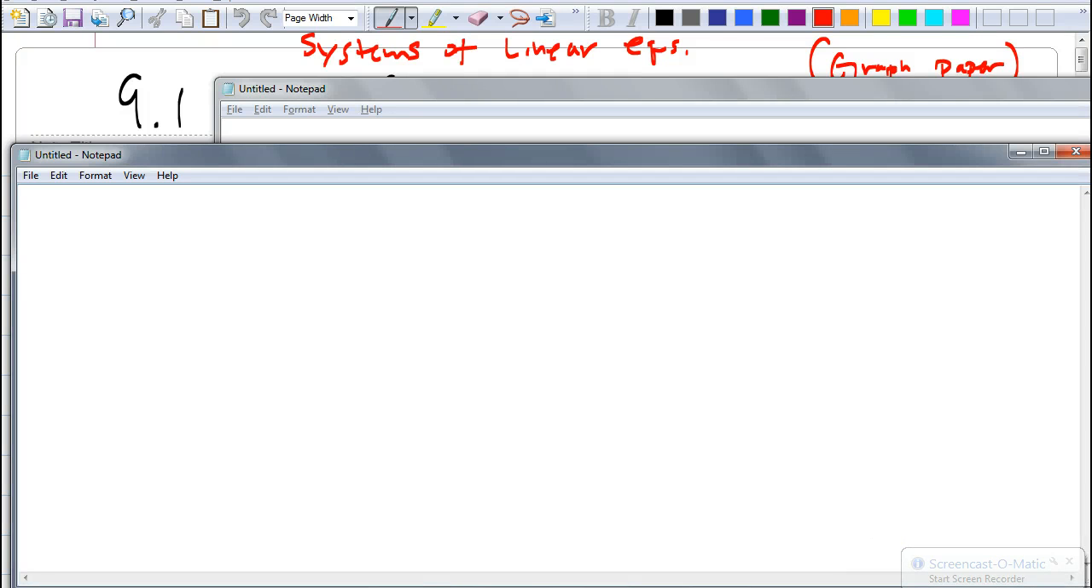Okay, today we're going to talk about systems of linear equations. And for your homework tonight, you're going to need graph paper.